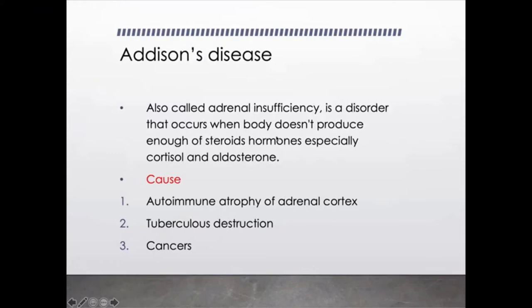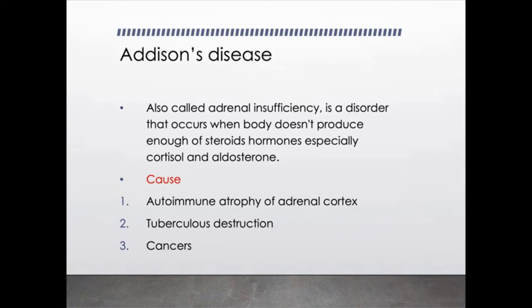Today we will discuss the pathologies of adrenal hormonal secretions. First, we'll discuss Addison disease. Addison disease, also called adrenal insufficiency, is a disorder which occurs when the body does not produce enough steroid hormones, especially cortisol and aldosterone.